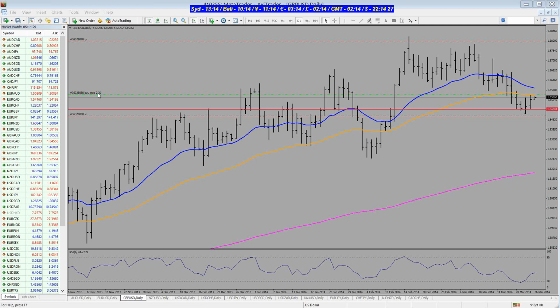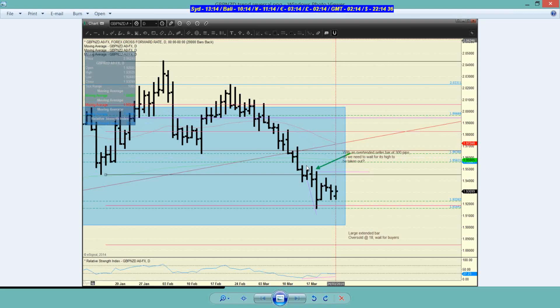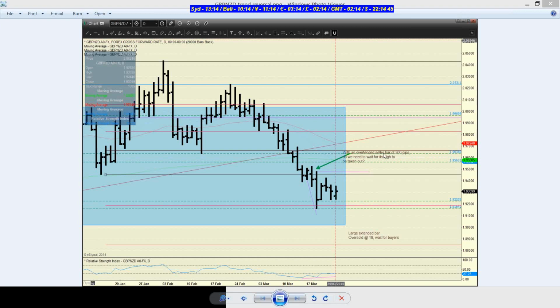Pound Kiwi: trend reversal discussed last week as a trend reversal or a range reversal. With an overextended seller bar of 300 pips, do we need to wait for this high to be taken out? No. Large extended bar, oversold. Wait for buyers.